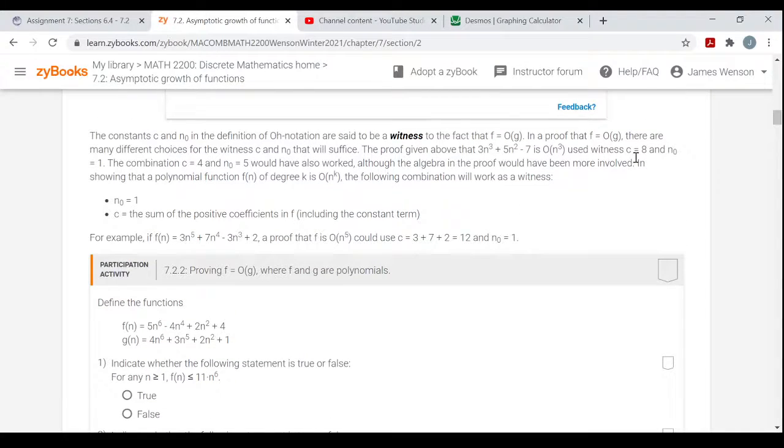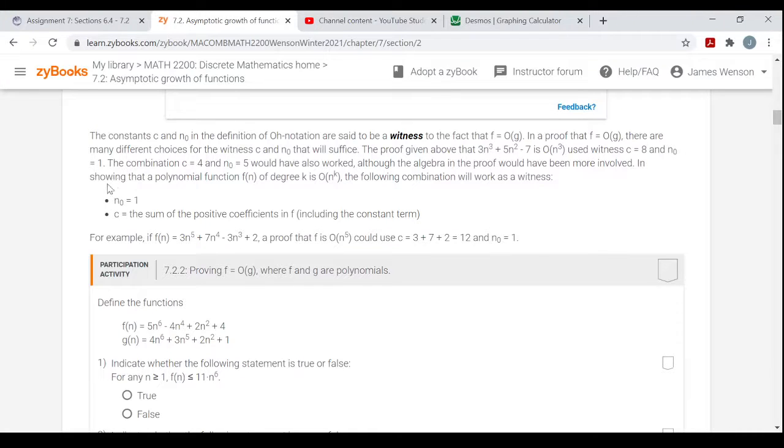So the proof above had c equals 8, n0 equals 1. I could have had c be 4 and n0 be 5. That would have also worked. After n equals 5, the graph of 4 times n cubed would have been larger than f. The algebra and the proof would have been more involved.